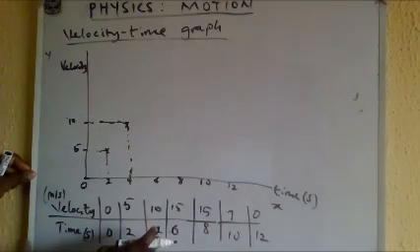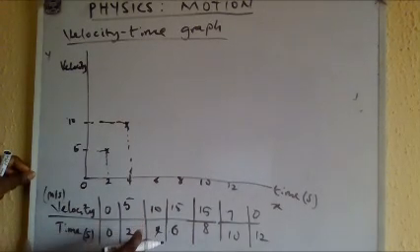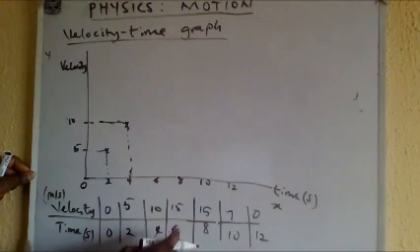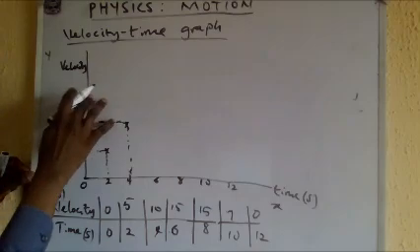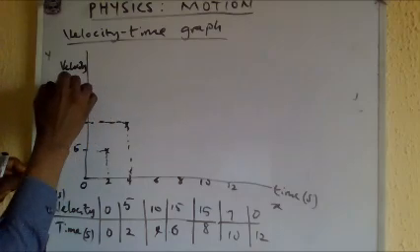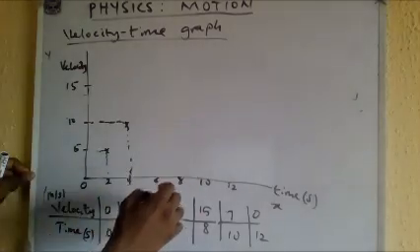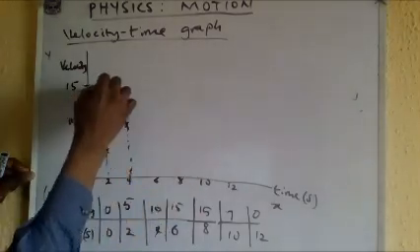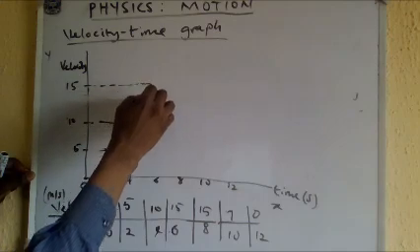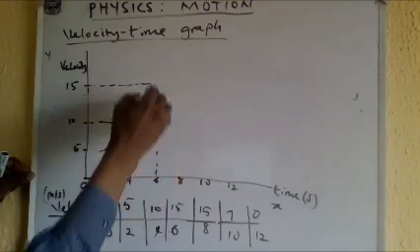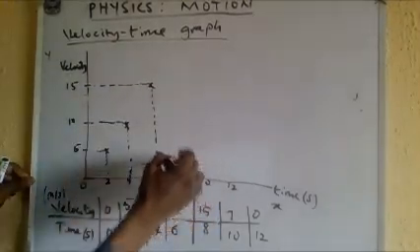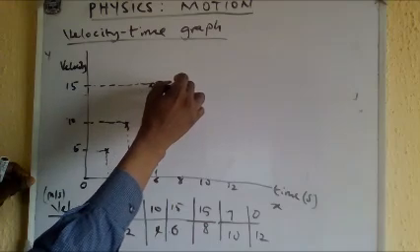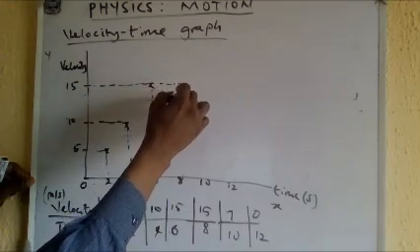So when it was 4, you had 10. Okay, when it was 6, you had 15. So let me put 15 somewhere here. 15 is the highest. And when it was 6, we had 15. So you then have to close the graph. Then at the same 15, you maintain, you have 8. So I come here again, just put 8 here.